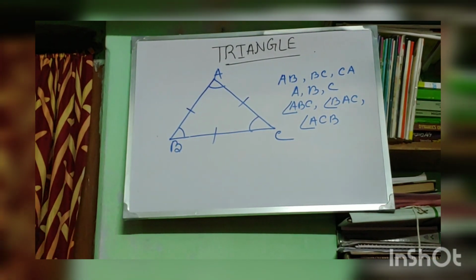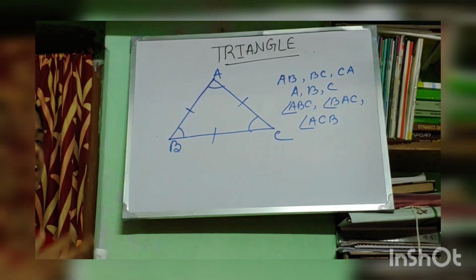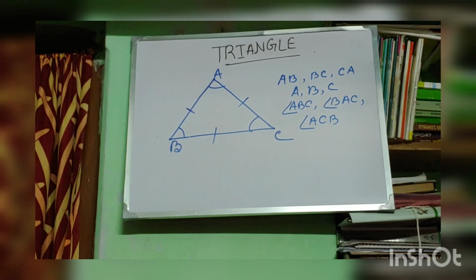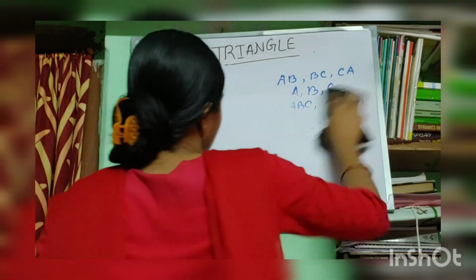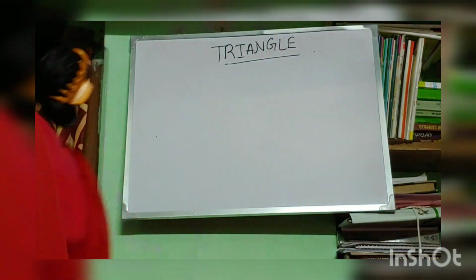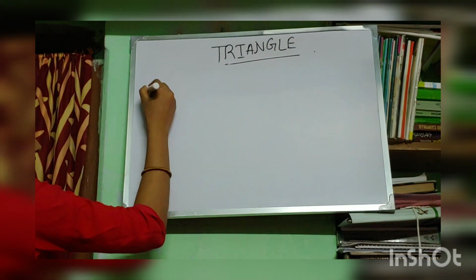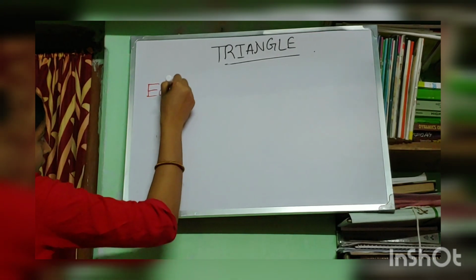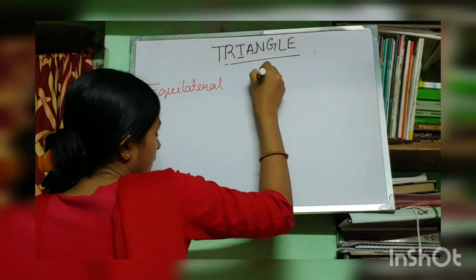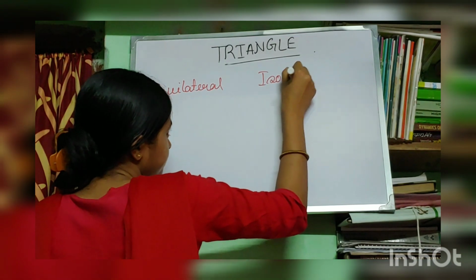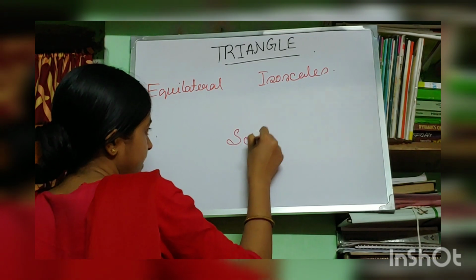You also know that there are types of triangle which are based on two things. First is the types of triangle based on sides and types of triangle based on angles. Now with respect to sides, how many triangles are there? 3, right? Equilateral, isosceles, and scalene.